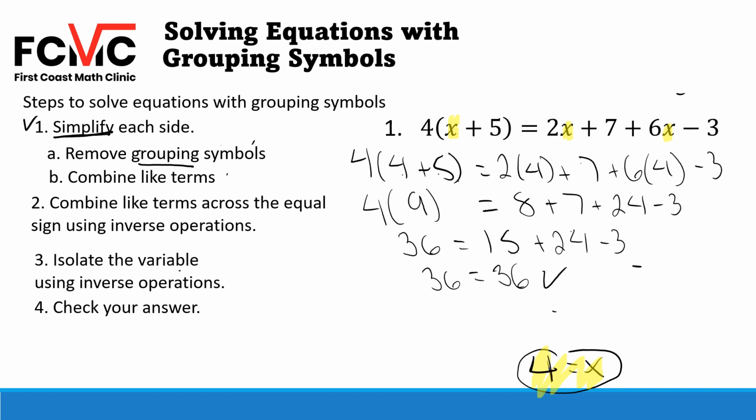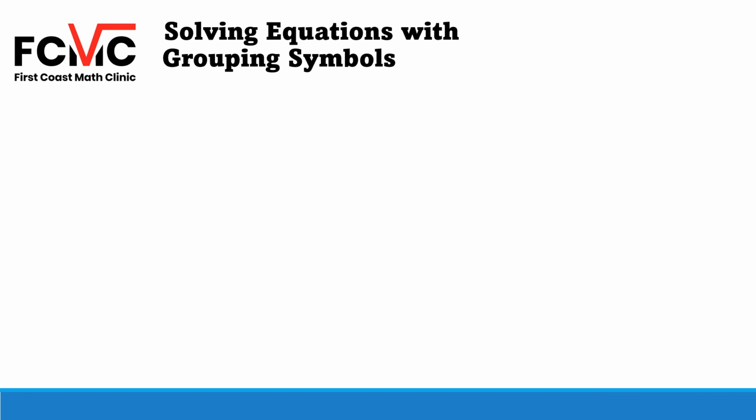Let's do a couple more examples involving grouping symbols. So our next example is going to be negative 3 times the quantity 2x plus 4 equals 4 times the quantity negative 4x plus 2. So we want to get rid of our grouping symbols to start. So let's distribute and distribute.